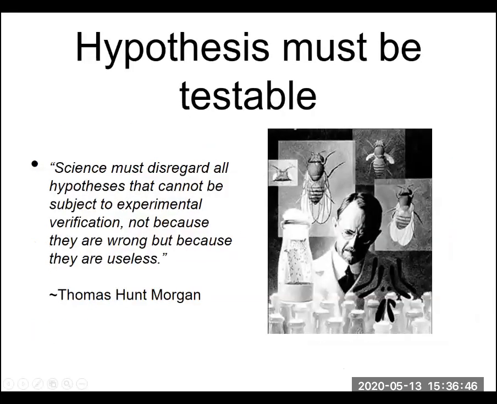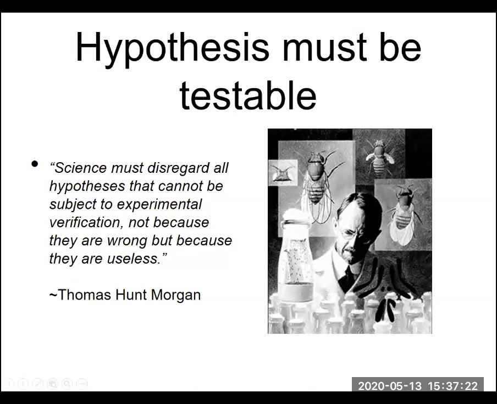Okay, so one of the most important things about science is that a hypothesis must be testable. Thomas Hunt Morgan, a famous geneticist that studied fruit flies, Drosophila, about 100 years ago, said, science must disregard all hypotheses that cannot be subject to experimental verification. Basically, can they be tested? Not because they are wrong, but because they're useless. In science, you can have a great explanation, but if you can't test it, if you can't come up with a way to figure out whether it's right or wrong, it's no good. It's not science anymore.